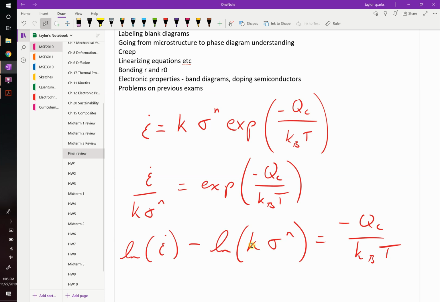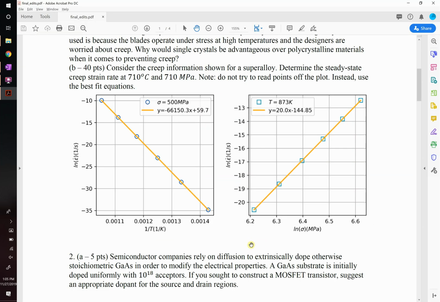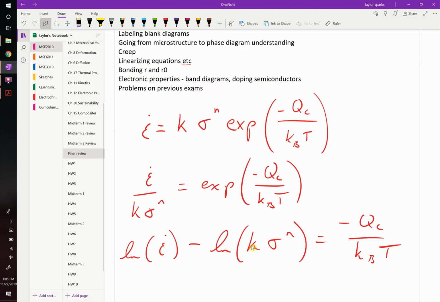But right now, we know that it's all a constant because for this equation on the left, these are all at 500 megapascals. So sigma is a constant right now for us. It's not changing. Okay? So this whole thing is just a number. What is changing is that this is plotted against 1 over temperature.